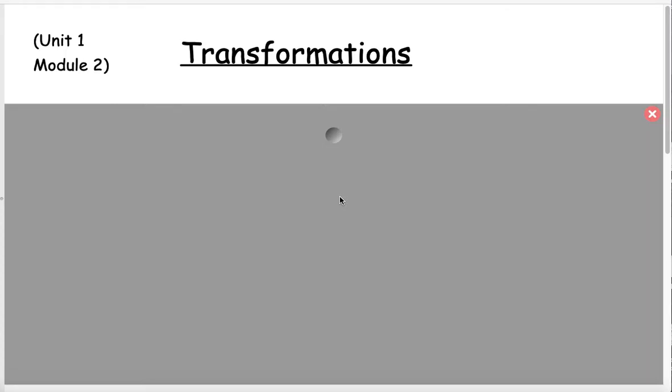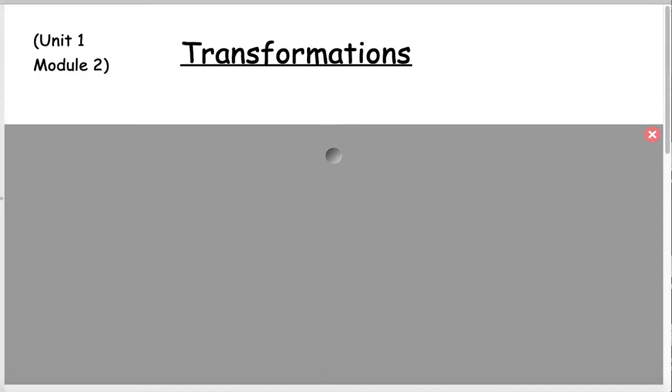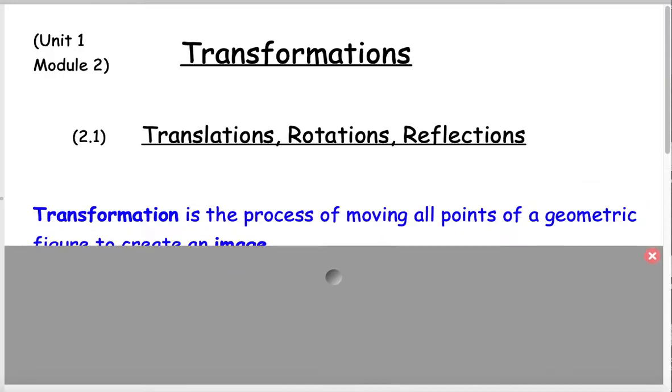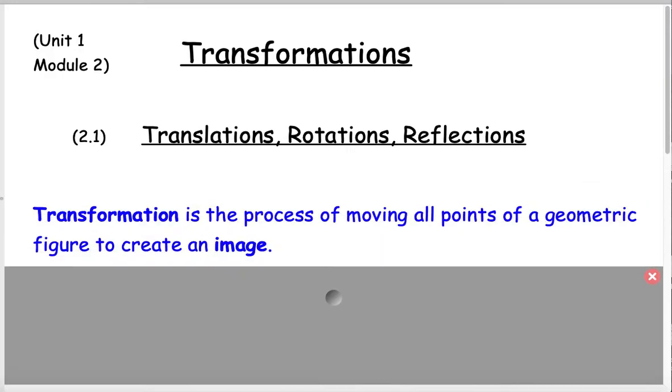In this new unit, we're going to talk about what's called transformations. So first, let's define what that means. We're going to focus particularly on translations, rotations, and reflections. So a transformation is the process of moving all the points of a geometric figure to create an image.